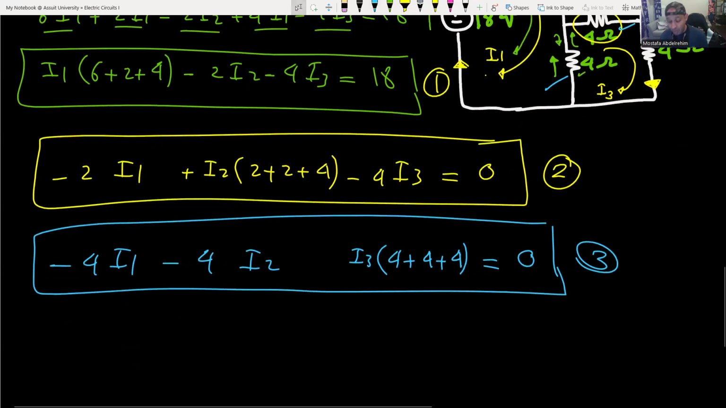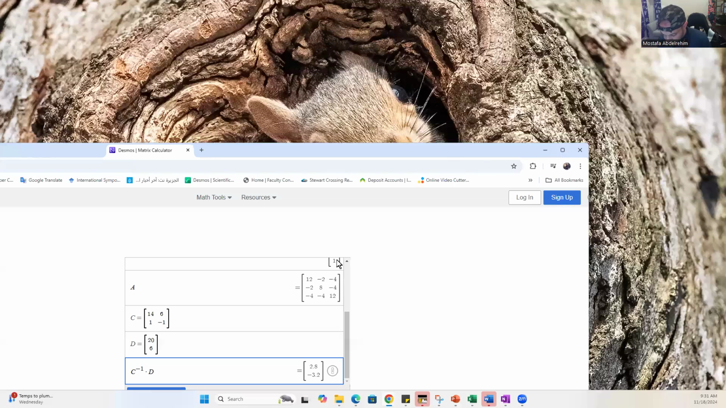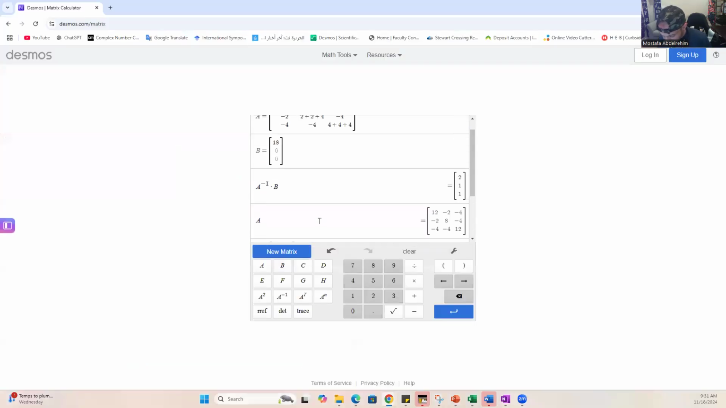That's good. Now we have 3 equations in 3 unknowns. What are our unknowns? I1, I2, I3. And we have 3 equations. So let's solve it. Just to review my previous video, we use the Desmos calculator. It's an online calculator, free to use. I already solved this before, so I'm just going to show you the solution here.